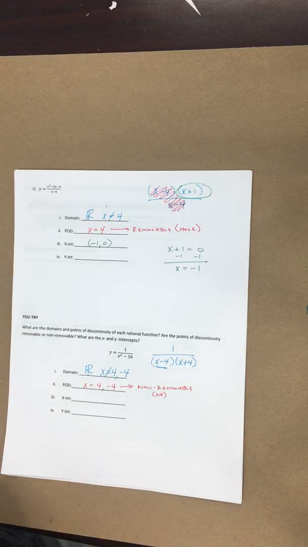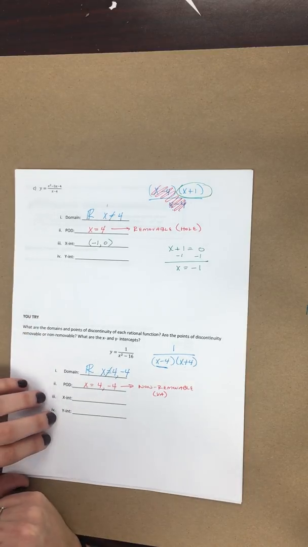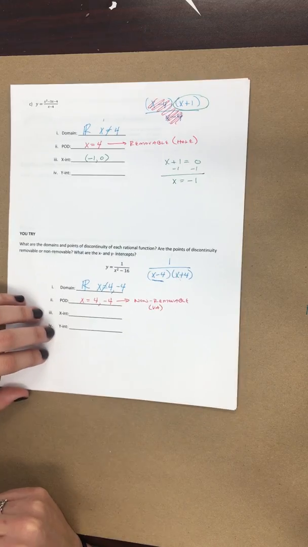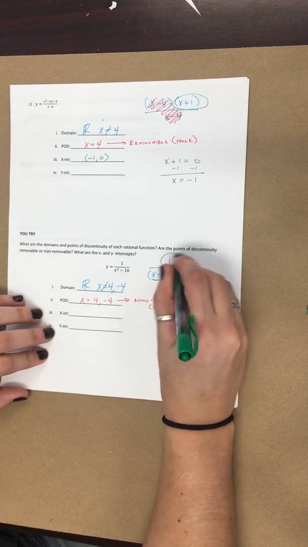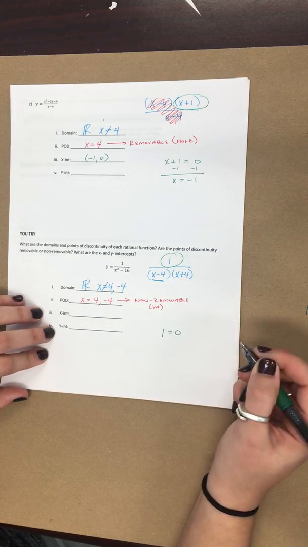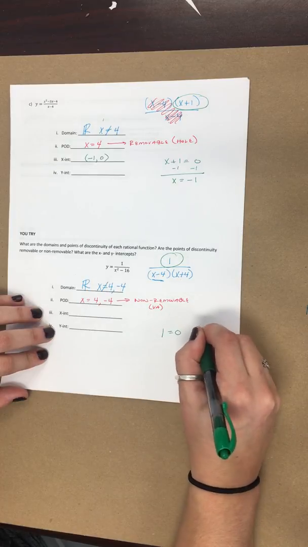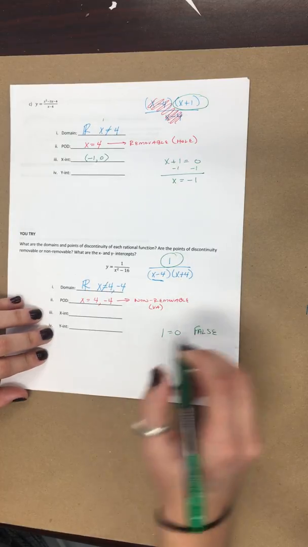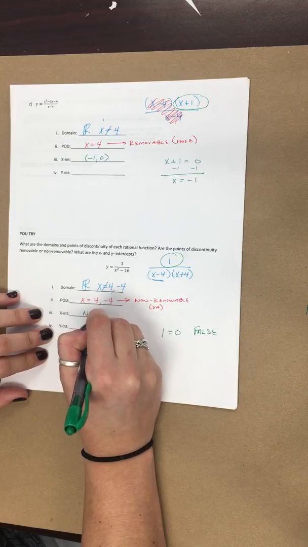Okay, if you want to go ahead and try the U-try problem, just hit pause. So now, here's my numerator, 1. 1 equals 0? 1 does not equal 0. That is a false statement, which means that the x-intercept is going to be none.